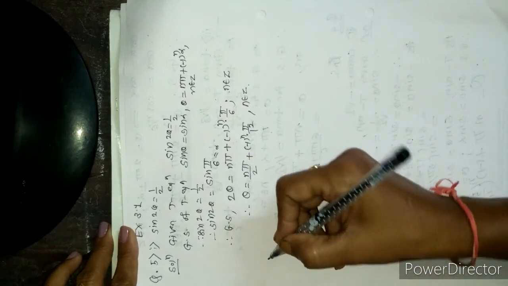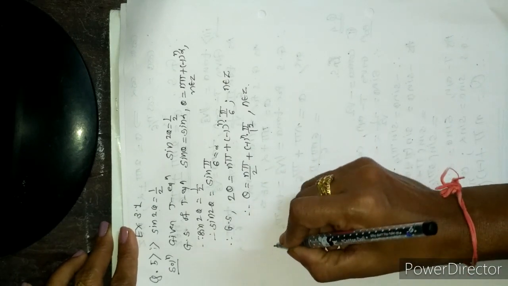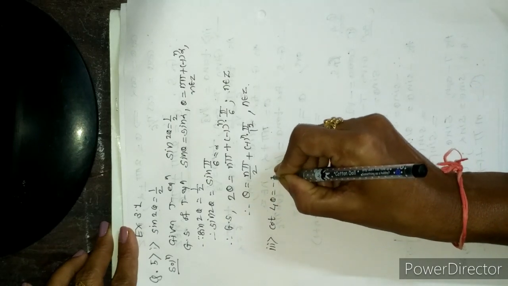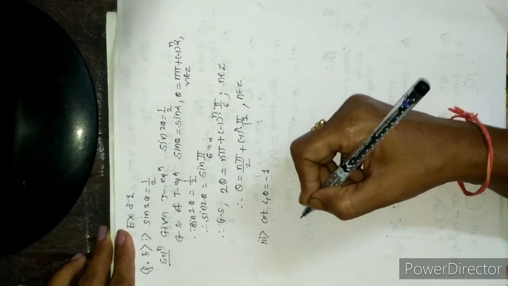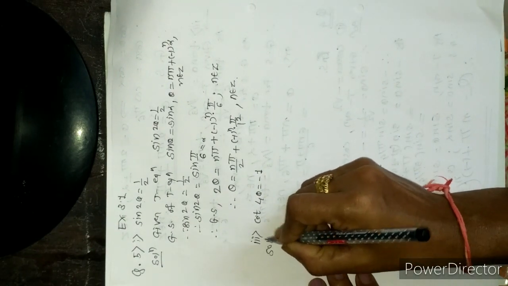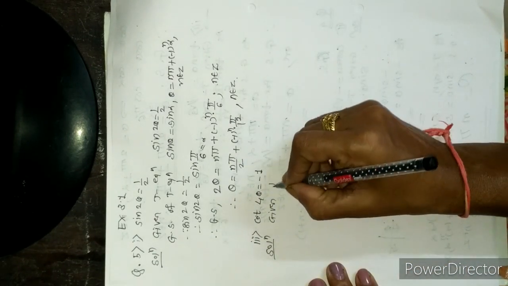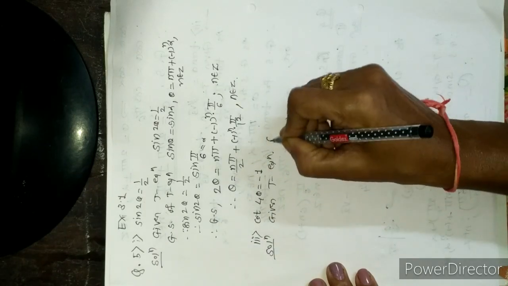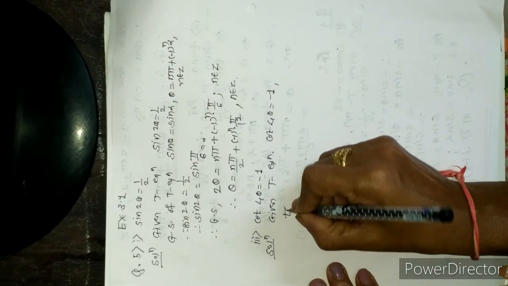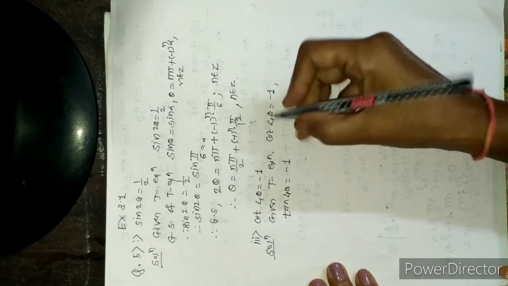Again one more question from this exercise. We take that question as cot 4 theta, third question, cot 4 theta is equal to minus 1. Now in a similar manner, this is the given trigonometric equation. Instead of cot theta we use the relation of tan theta. So we get the reciprocal of this. Cot is tan, and the reciprocal of minus 1 is again minus 1.